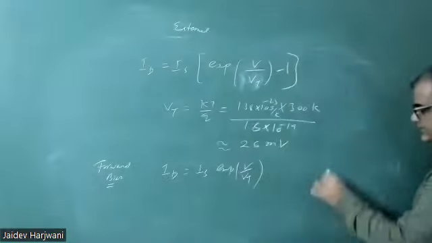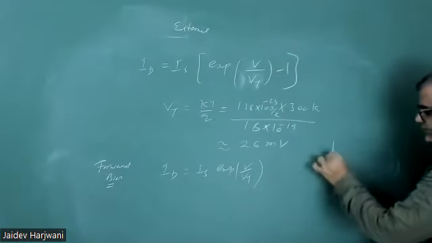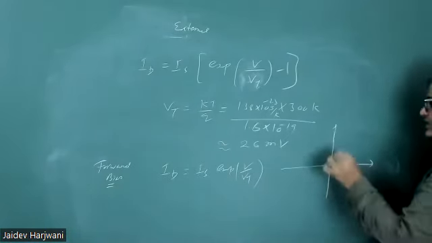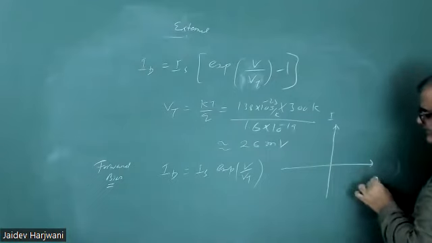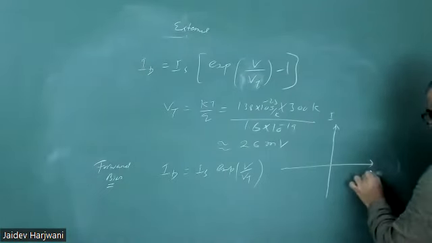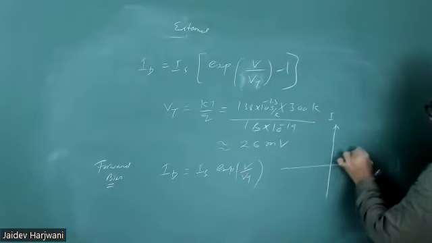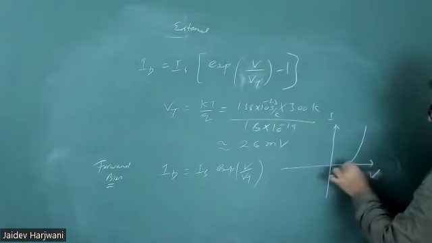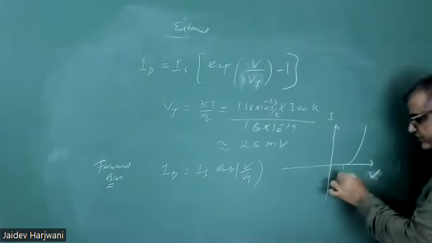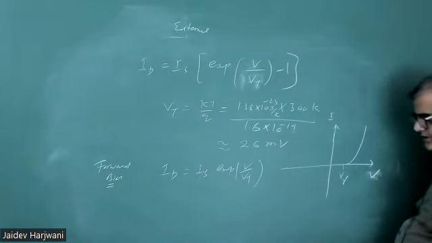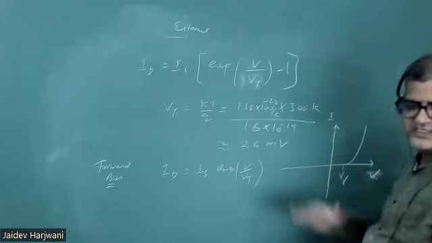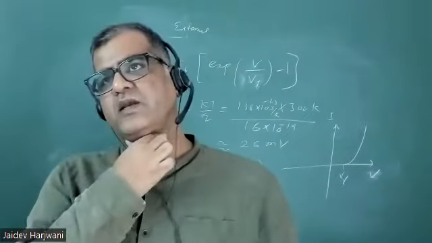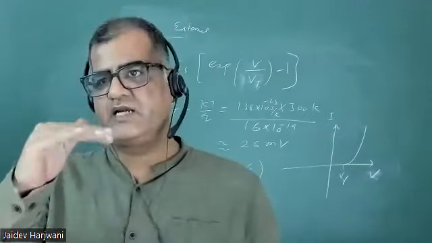That means if I draw the IV characteristics of a PN junction diode, this is my I and this is my V. It will go like this, the current will increase exponentially, and this is called the cutoff voltage. You can say this cutoff voltage is equal to the built-in potential. Wherever you have this buried potential, you can assume that is your cutoff voltage.